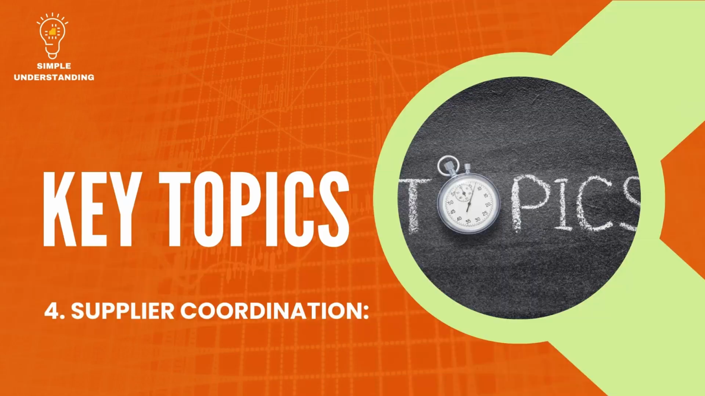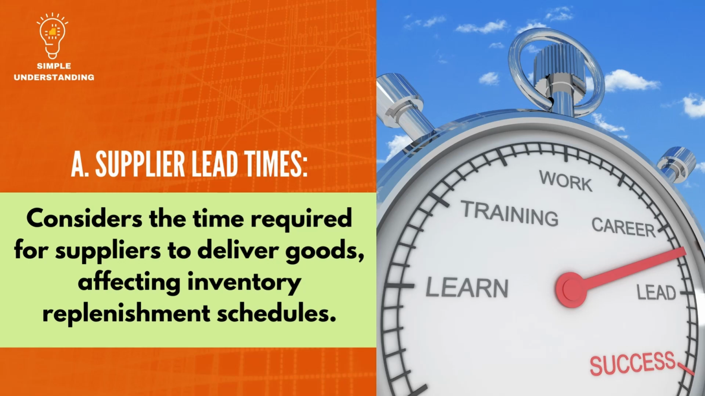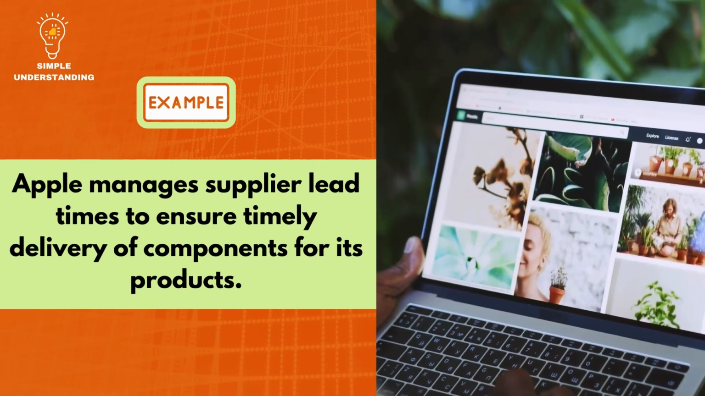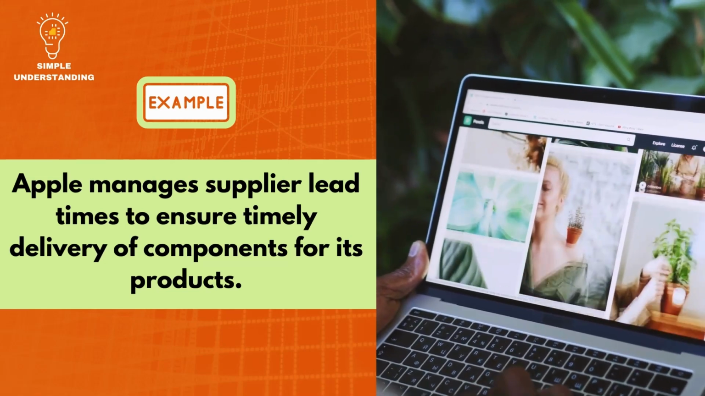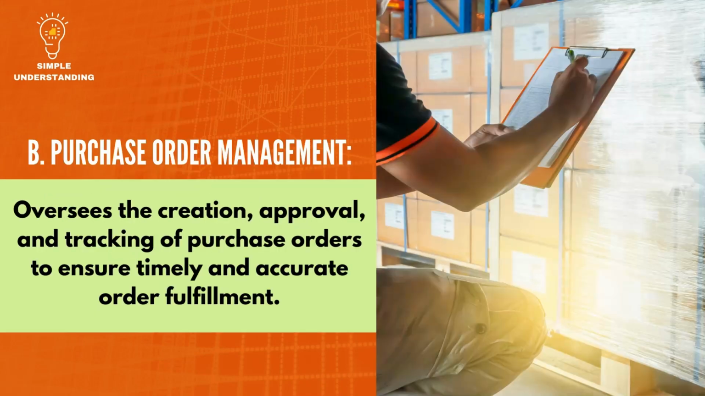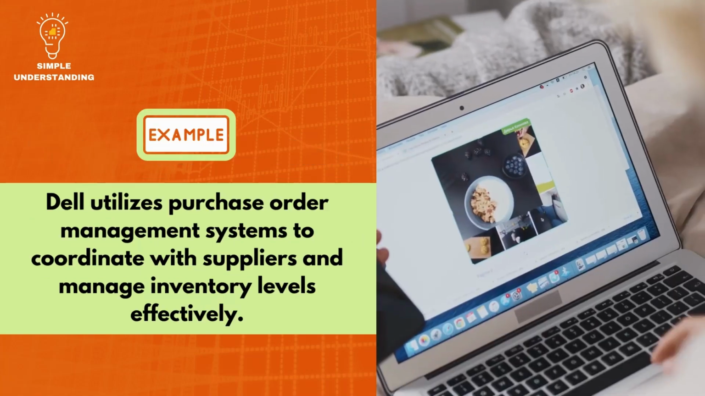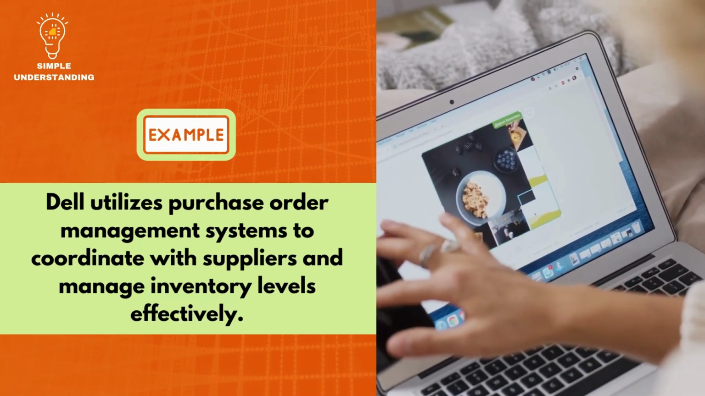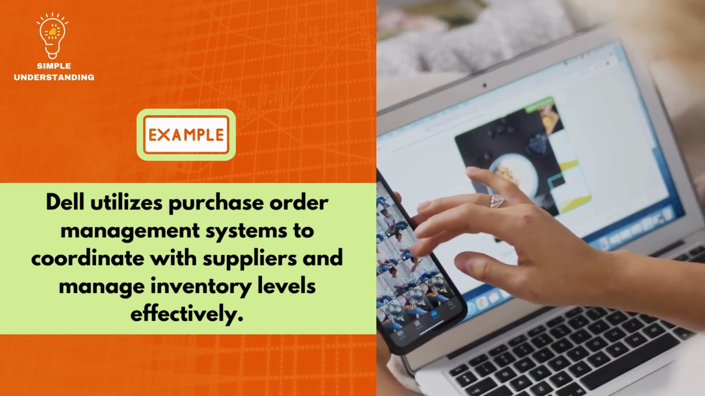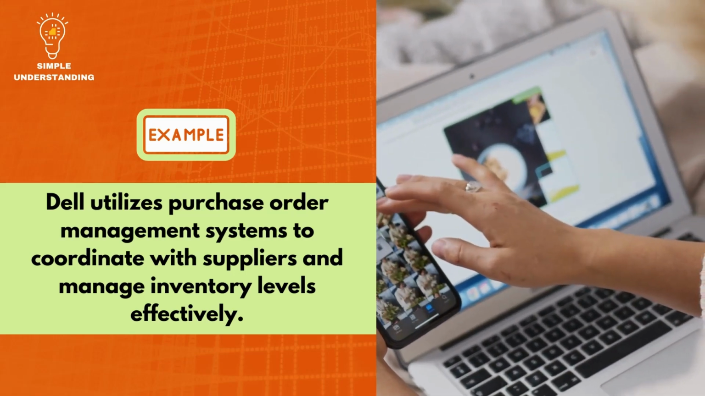Supplier coordination. A. Supplier lead times considers the time required for suppliers to deliver goods, affecting inventory replenishment schedules. Example: Apple manages supplier lead times to ensure timely delivery of components for its products. B. Purchase order management oversees the creation, approval, and tracking of purchase orders to ensure timely and accurate order fulfillment. Example: Dell utilizes purchase order management systems to coordinate with suppliers and manage inventory levels effectively.